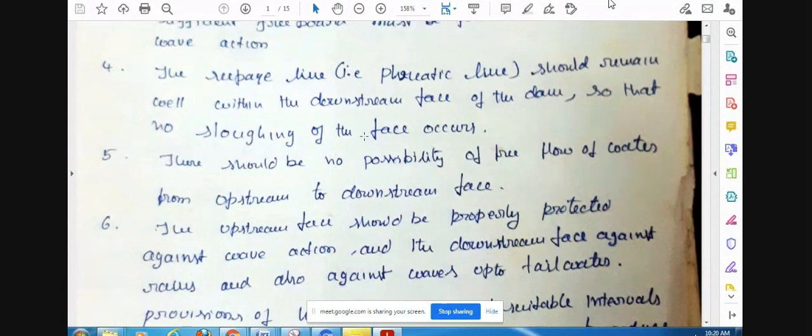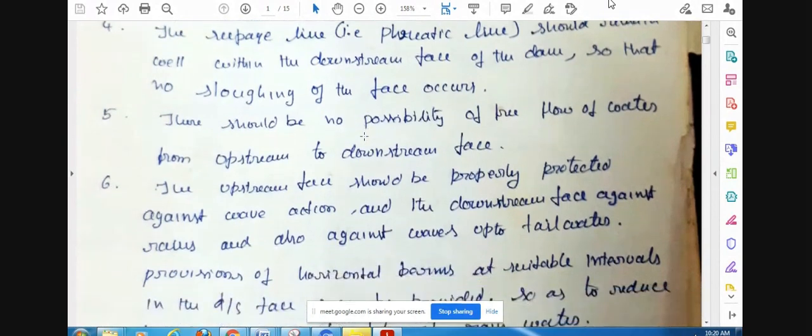The sixth point is that the upstream face should be properly protected against wave action. If you do not take care of the upstream face, the wave action will erode the material on the upstream side. If maintenance is not taken care of, that will progress, and at one time the entire dam may be in danger because of these types of phenomena.